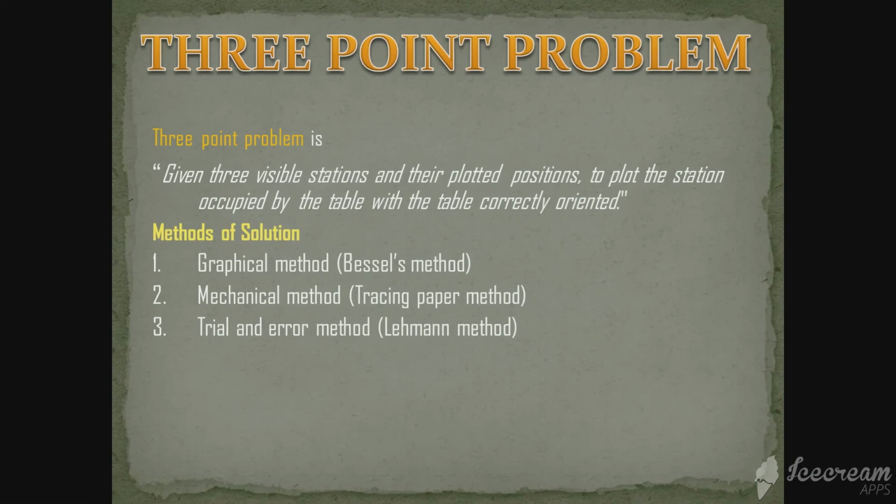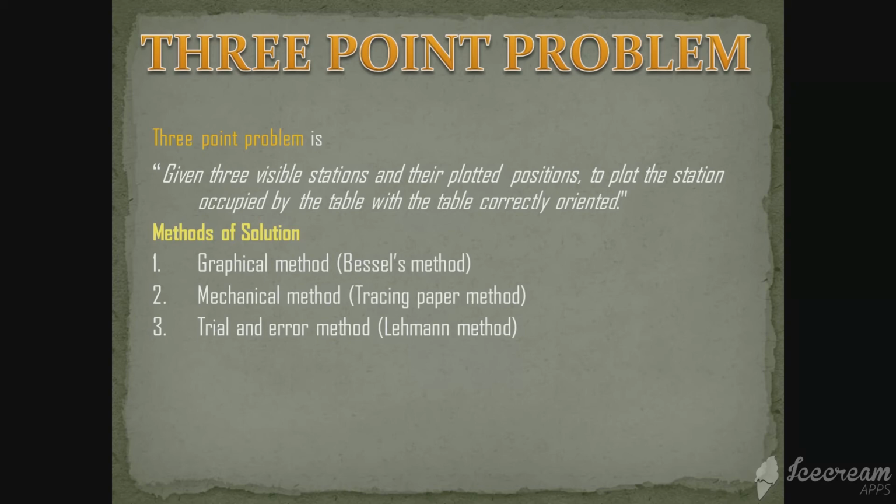Now we move on to the 3-point problem in plane table. In this problem, 3 well-defined points are selected whose positions have already been plotted on the map. Then, by perfectly bisecting these 3 well-defined points, a new station is established at the required position. No auxiliary station is required in order to solve this problem.